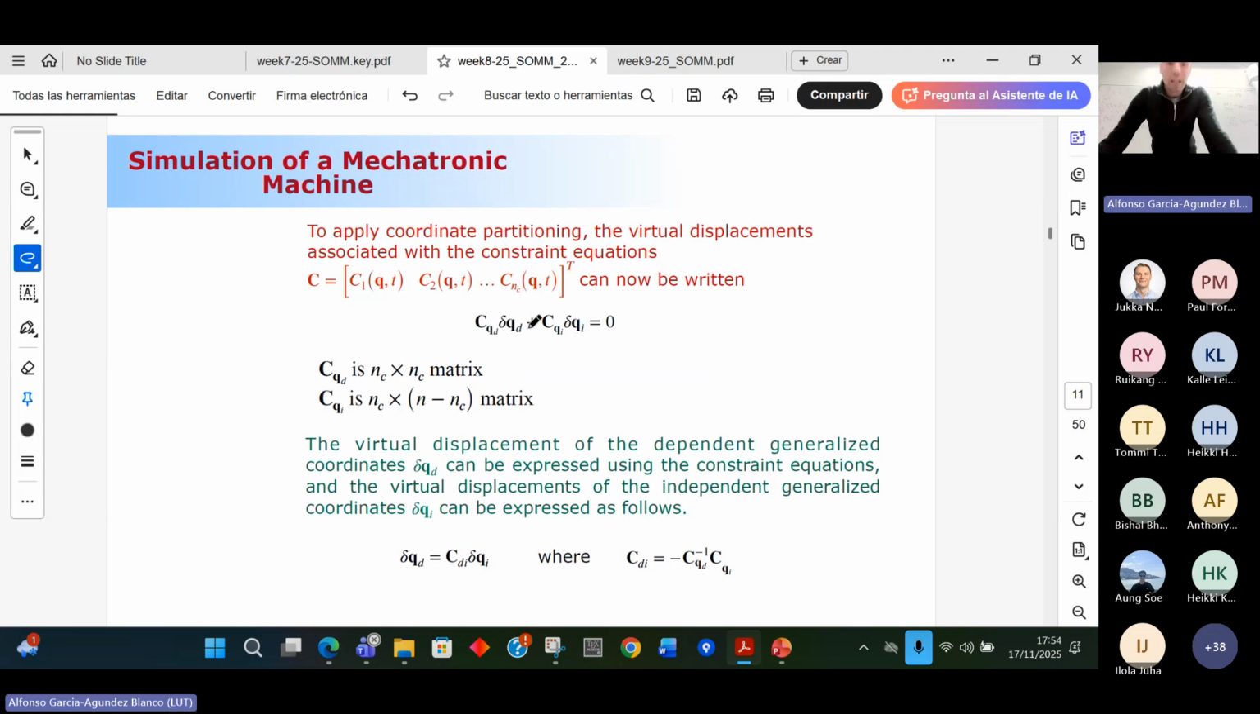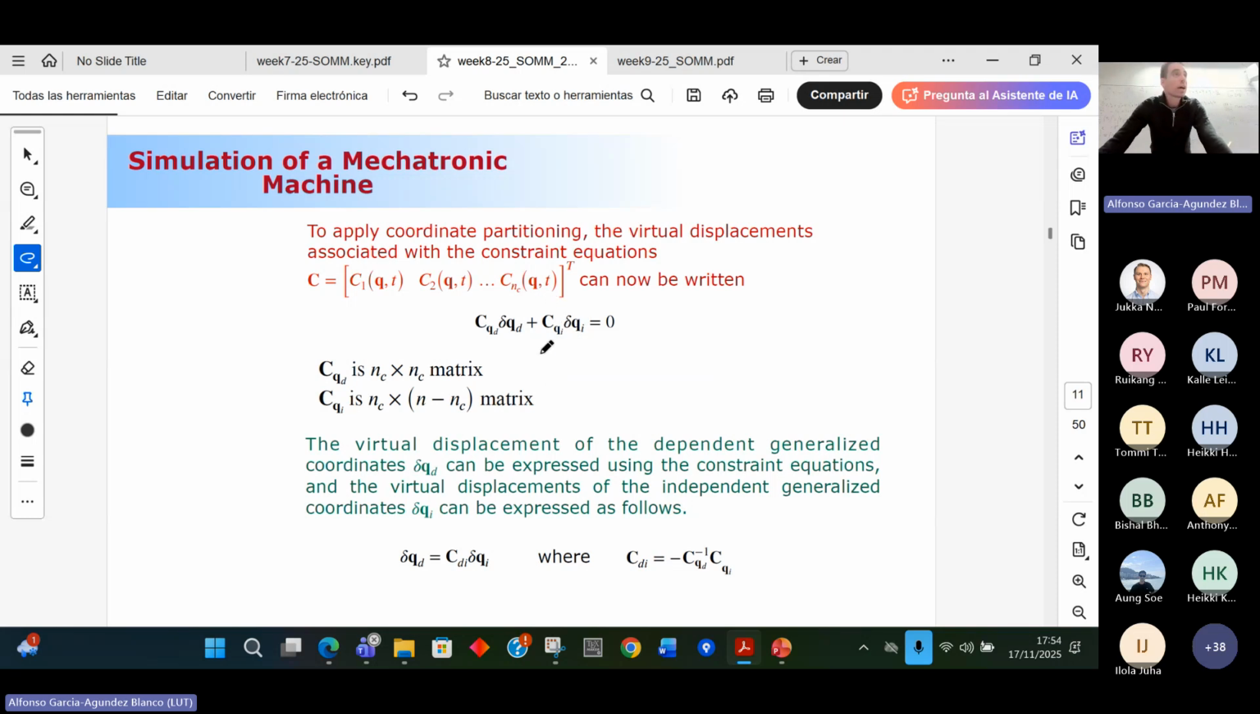Distinguishing between independent and dependent coordinates, okay? Remember, delta Qi are the independent coordinates, delta Qd the dependent coordinates. And these matrices, CQi and CQd, are just built from the columns of this total matrix C, okay? By the way, this CQ, remember, is the Jacobian matrix of the constraints. So I need to choose in this Jacobian matrix the columns associated with the dependent coordinates, and in CQi, the columns associated with the independent coordinates, okay?